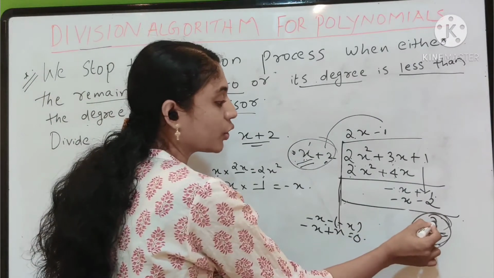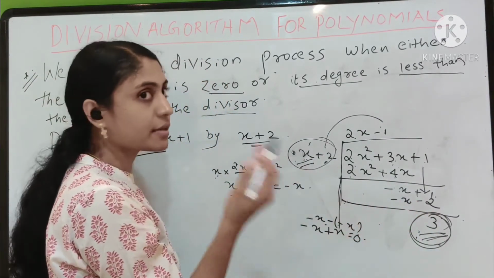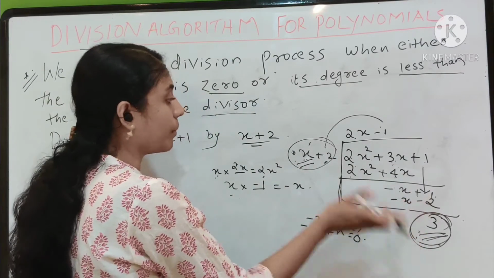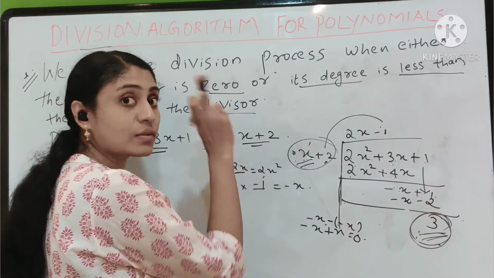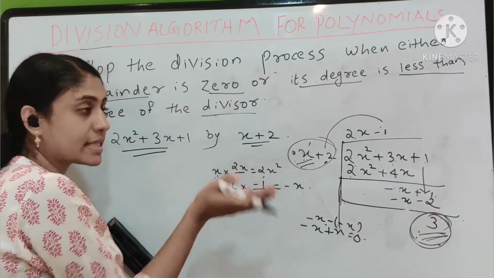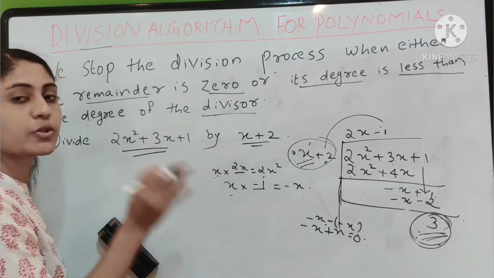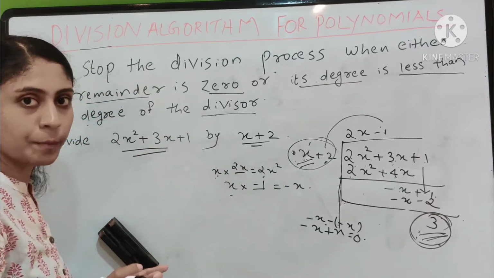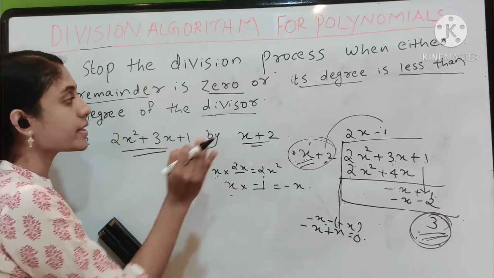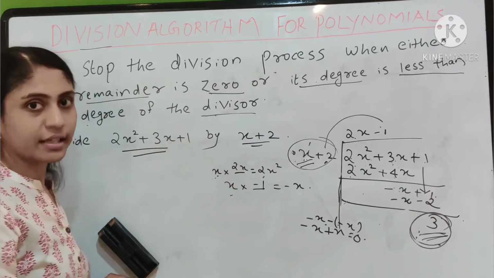Here the degree of the remainder is 0, no x square term, no x term. So the degree of this remainder is 0, but the degree of this divisor is 1. So when the degree of the remainder is less than the degree of the divisor, you have to stop the division process. Understood? So you stop the division process when either the remainder is 0 or its degree is less than the degree of the divisor.